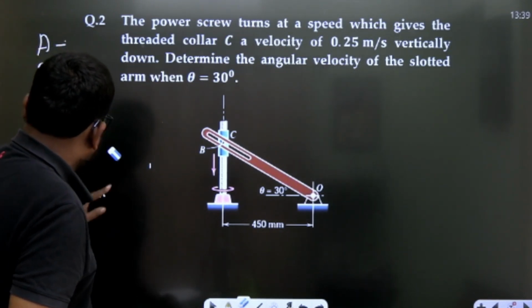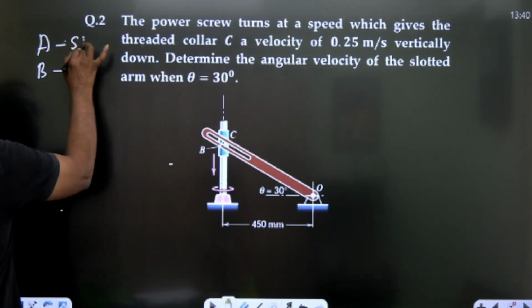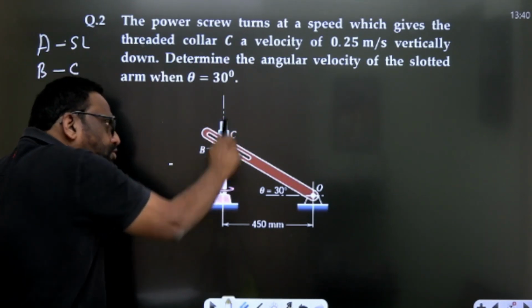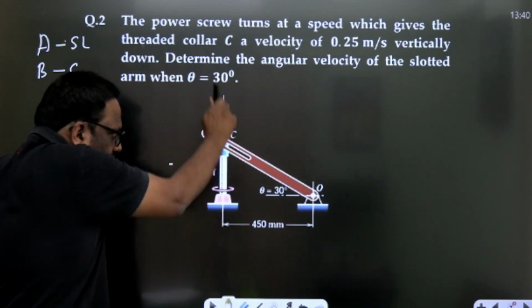Very simple question, sir. It is such a simple question, but I am taking time to explain it. A is on the slotted lever, B is on the collar. See once, what is the motion of the collar, sir? One second, see. Motion of the collar, it is moving downwards.